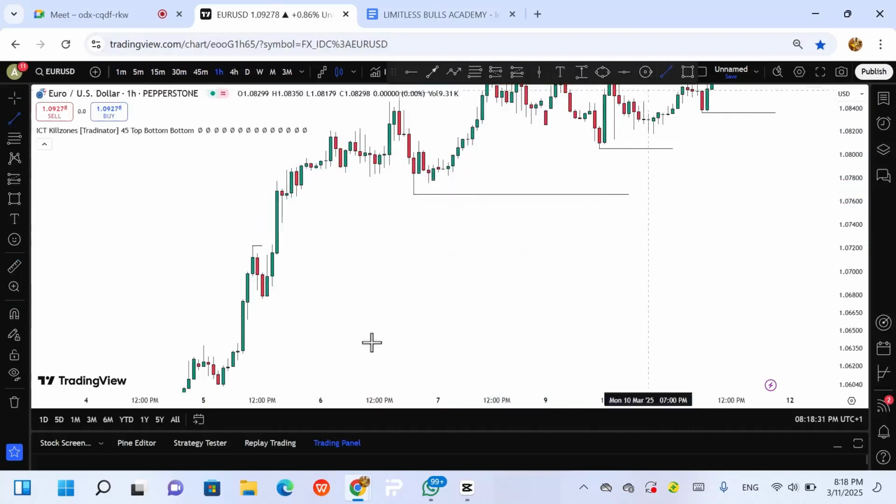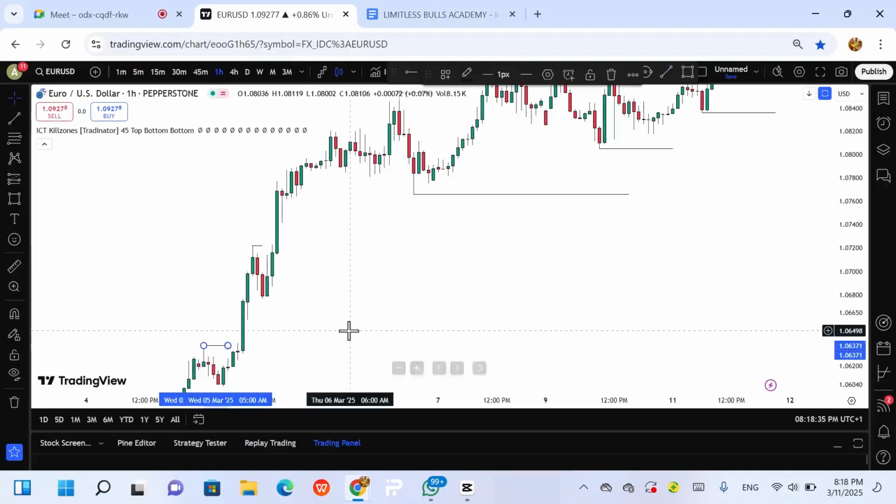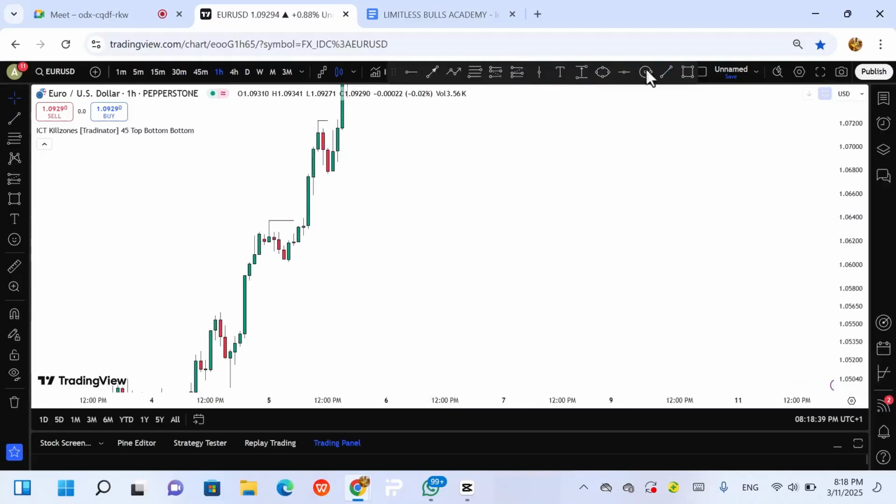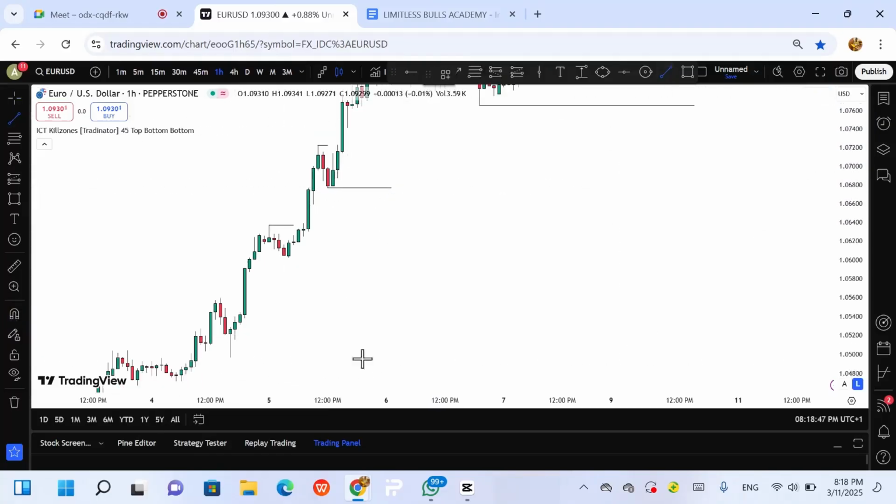So remember, what is a swing high? A swing high, according to ICT, is a liquidity zone, right? A swing high is a liquidity zone. It's a mechanical area in the market that price will automatically gravitate to, because there's liquidity resting there.